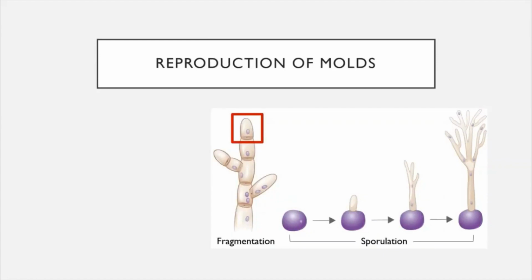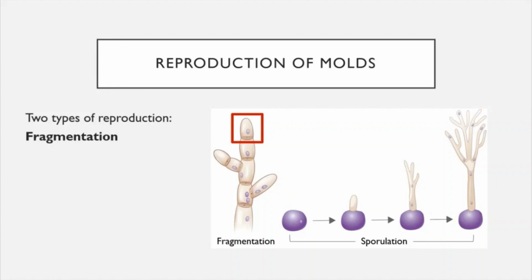Now let's talk about the reproduction of molds. There are two ways that molds can reproduce. One is through fragmentation, which is like when a piece of a cactus, a pad of a prickly pear, for example, breaks off, but then takes root and starts growing a whole new cactus.